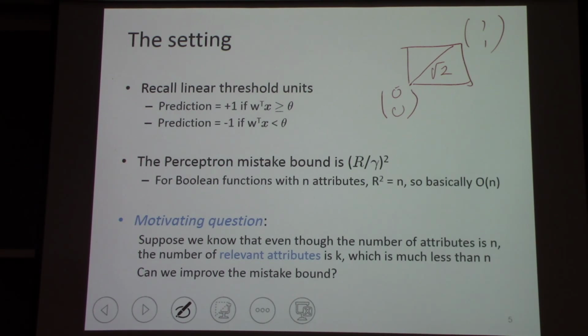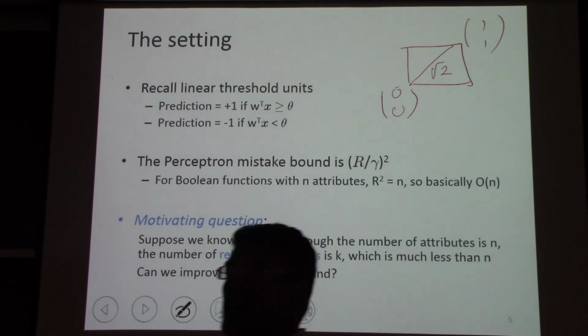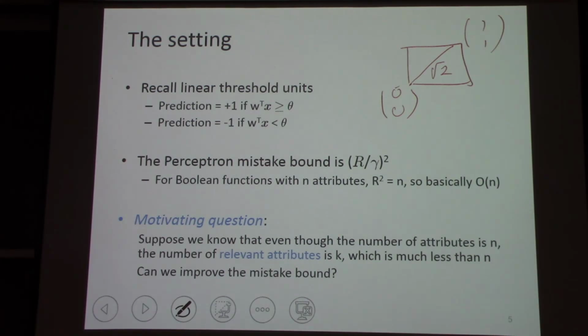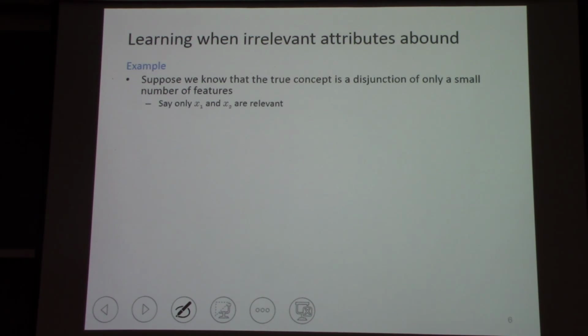So suppose we know that only k of the features are even relevant to this problem, and k is much less than n. Can we get a learning algorithm that is more dependent on k and not so strongly dependent on n? That's the motivating question. And in fact, this was the challenge that was answered in a constructive fashion using the Winnow algorithm. So let me give you an example just to highlight this point.